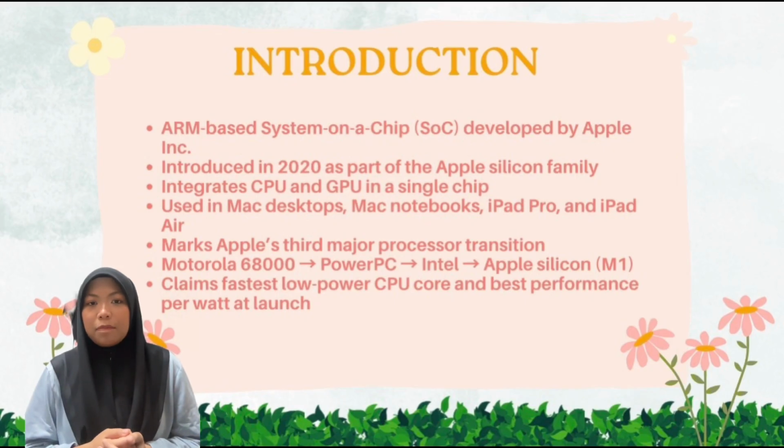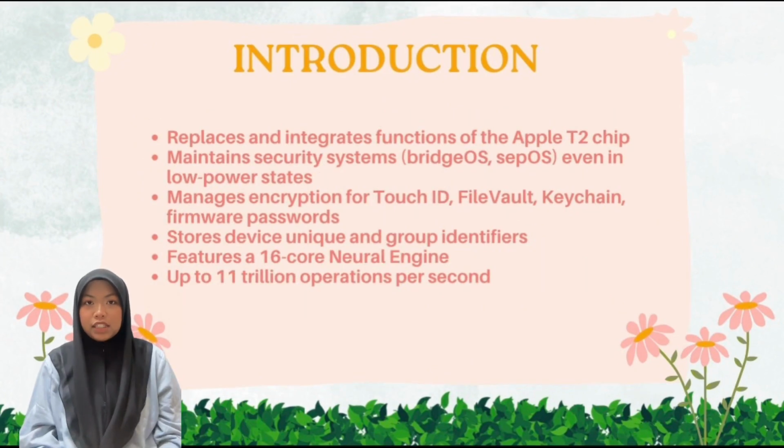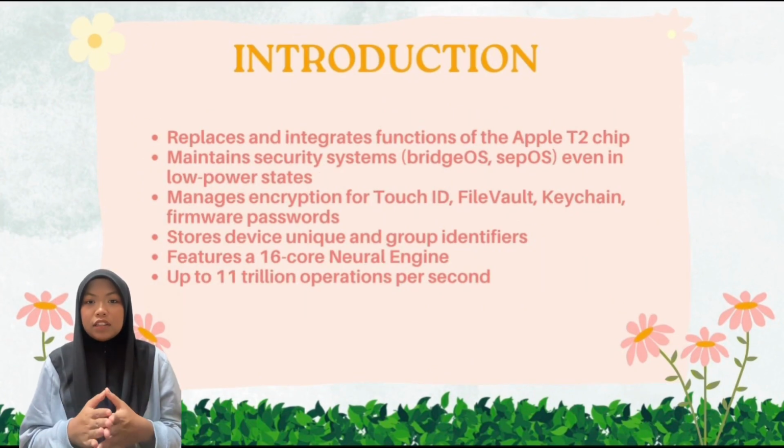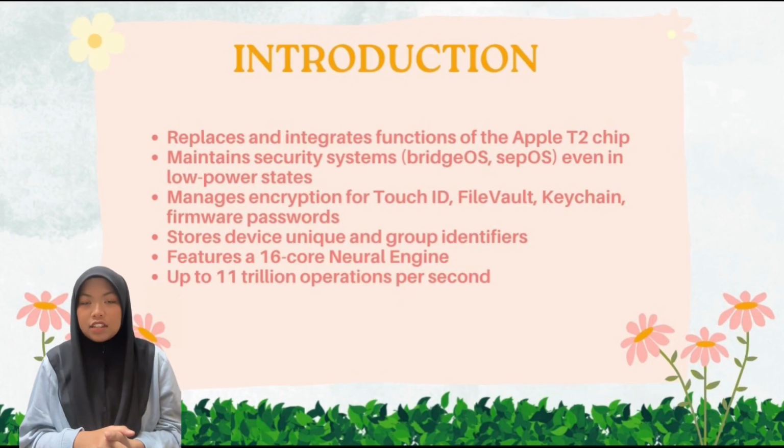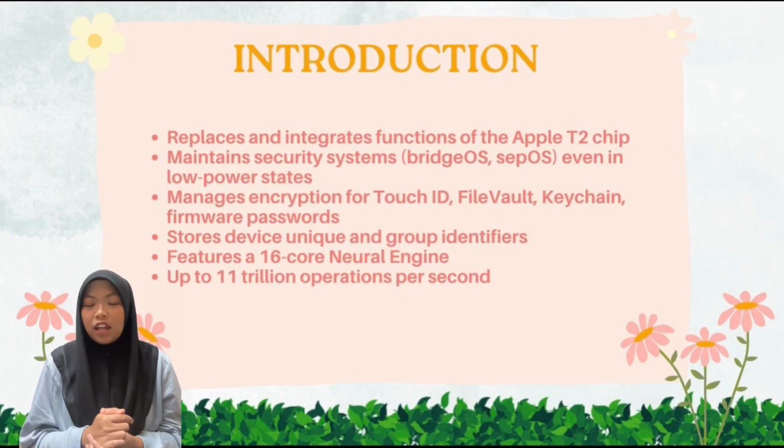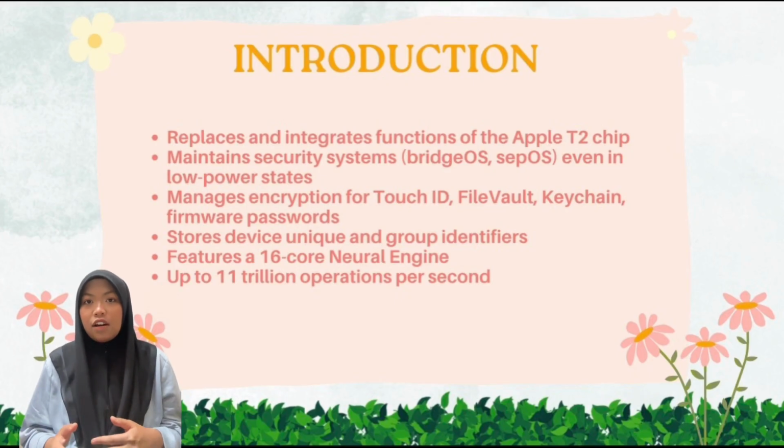At launch, Apple claimed that Apple M1 delivered the fastest low-power CPU core and the best performance per watt in the industry. The Apple M1 also replaced and integrates the functionality of the Apple T2 chip, maintaining security-related systems such as Bridge OS and Secure OS even during low-power states to manage encryption keys for features like Touch ID, FileVault, macOS Keychain, and firmware passwords. Additionally, it stores the device unique and group identifiers. The chip includes a 16-core neural engine capable of performing up to 11 trillion operations per second.